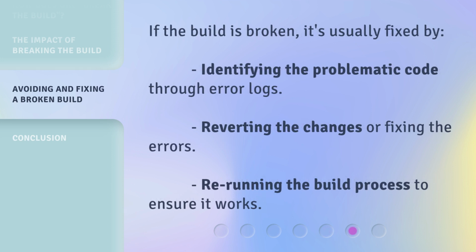If the build is broken, it's usually fixed by identifying the problematic code through error logs, reverting the changes or fixing the errors, and rerunning the build process to ensure it works.